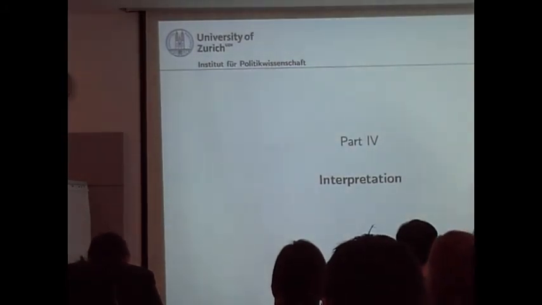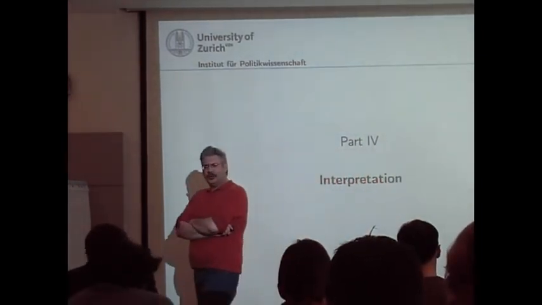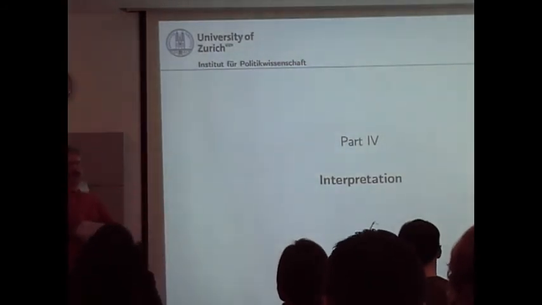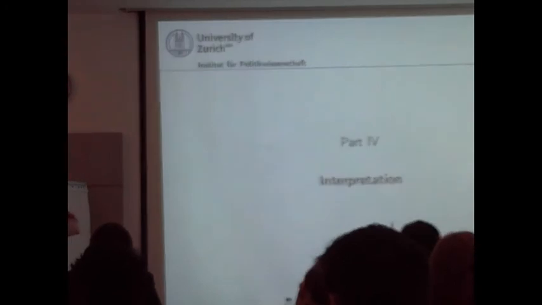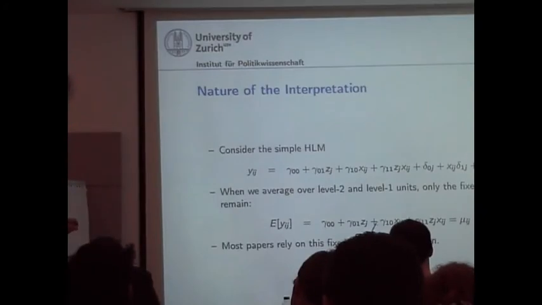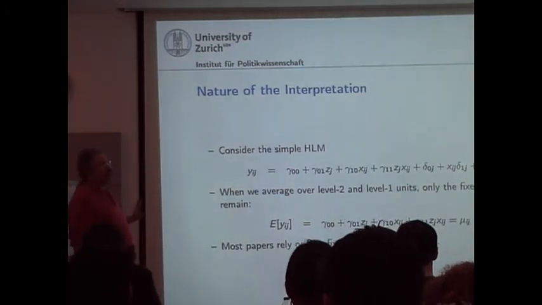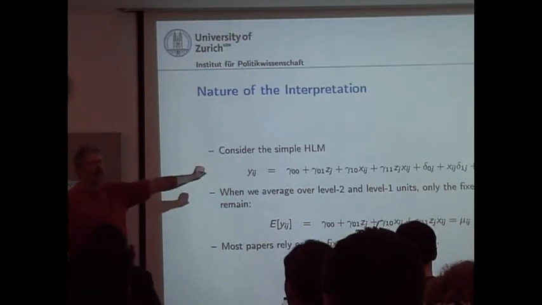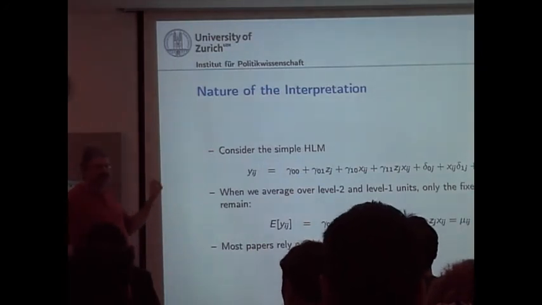Why do all this stuff that allows you to get good estimates of the random effects and then not bother to interpret the random effects? So I actually, myself, am inclined to really do more with these random effects. But that said, I'll start with discussing the interpretation of fixed effects. And the nature of the interpretation of the fixed effects is to basically average over level 1 and level 2 units so that all the error components disappear and the only thing that you have left is the fixed effects.